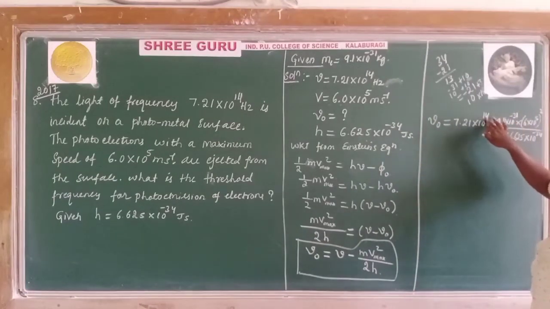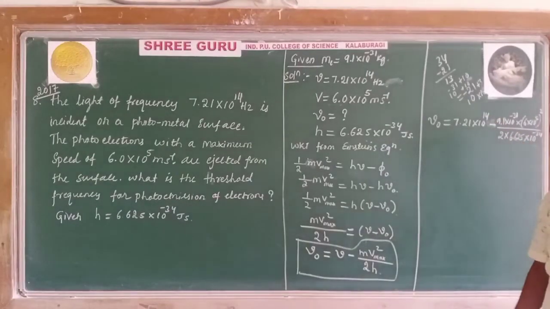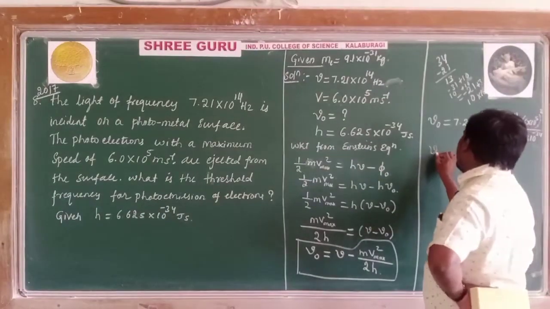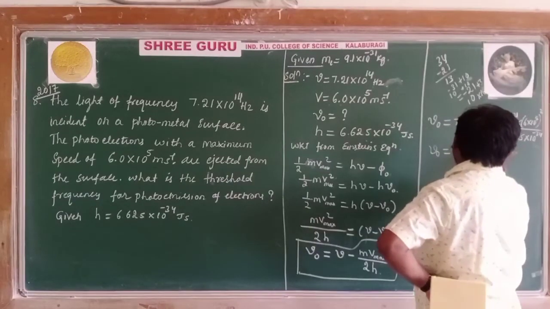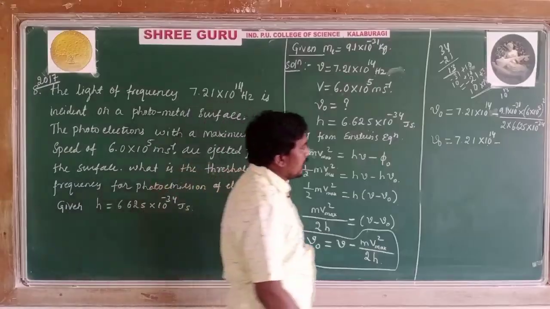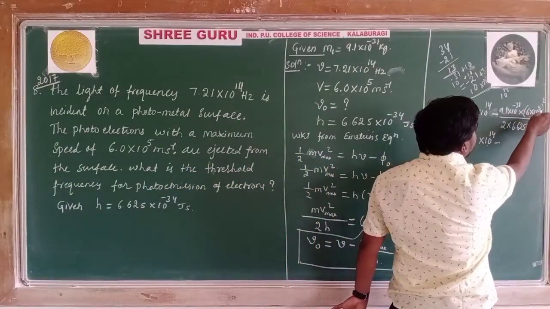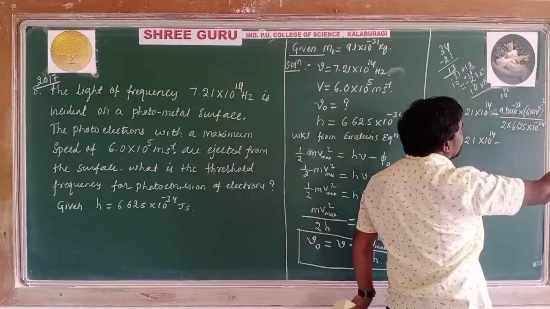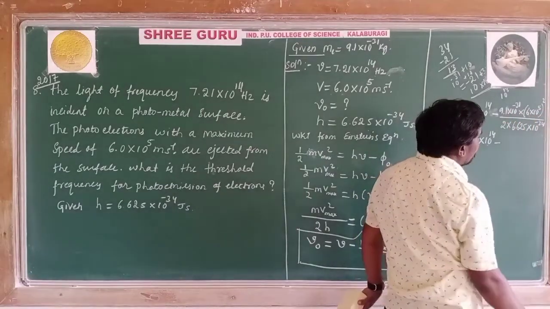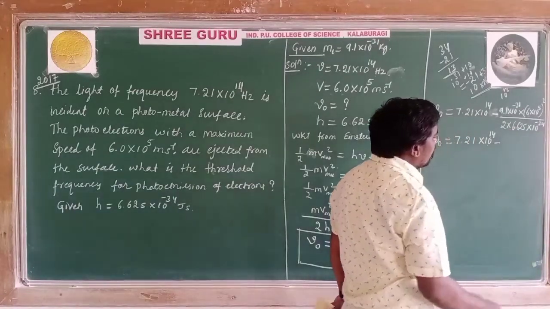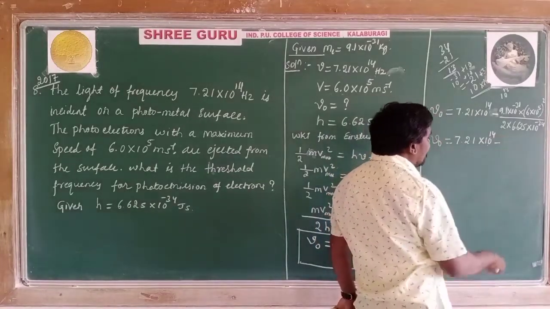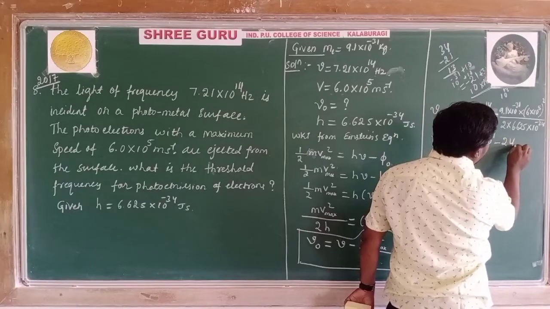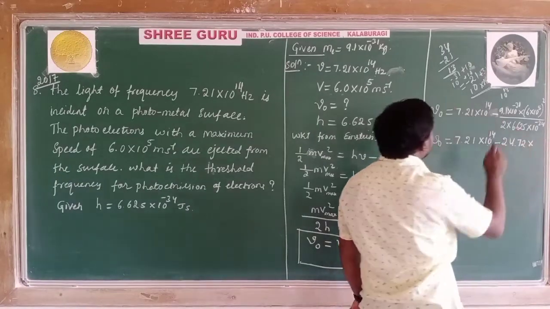Now we should convert in terms of 14. Why? Because it is not possible to subtract. First you convert the powers in terms of 14, and calculate yourself the multiplying factor and dividing factors. Calculate yourself: 9.1 into 36, because 6 square means 36, into 9.1, divided by 13 point something, because 6.625 into 2 is 13 point something. The final answer is 24.72.